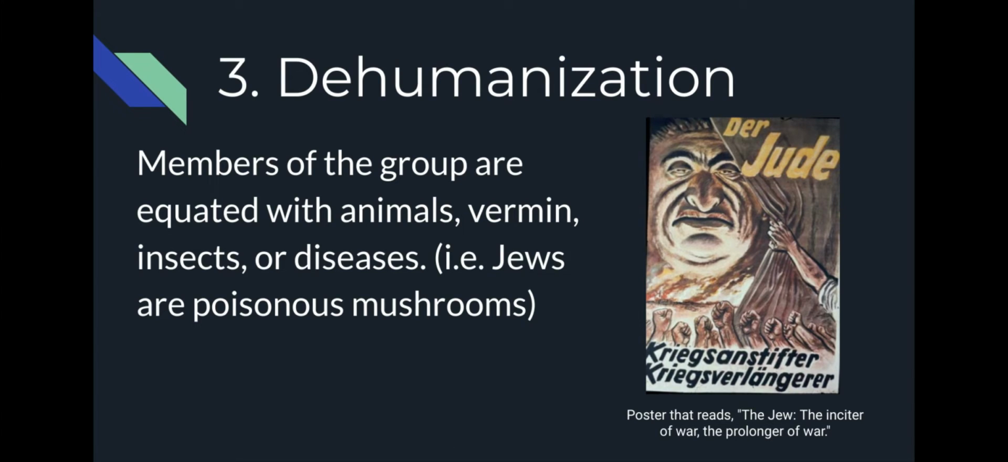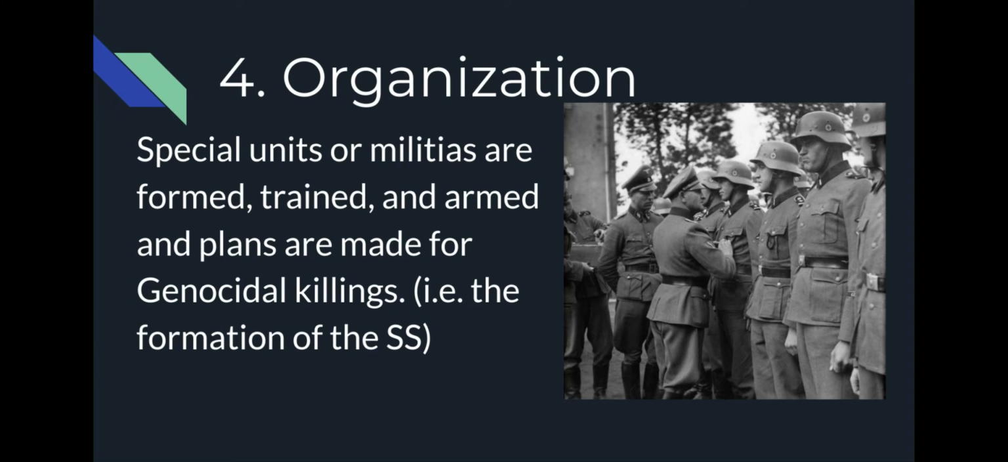Dehumanization, then, is, like we said, where we equate a group of people, in this case Jews, with some sort of vermin and insects, diseases, etc. So here's an example of them being like a poisonous mushroom. We saw a lot of times they were considered rats. That is dehumanization, making them less human.